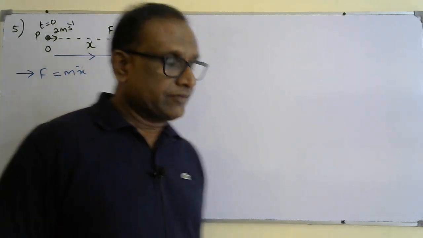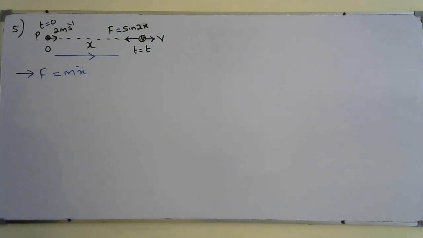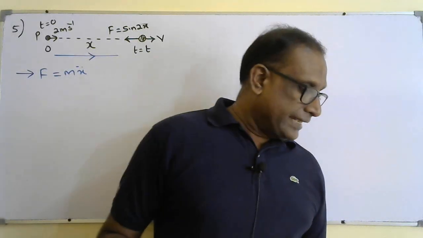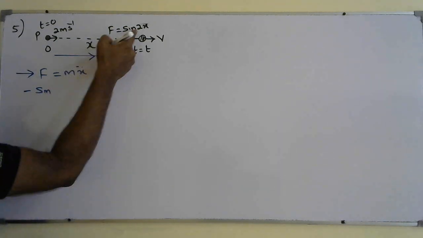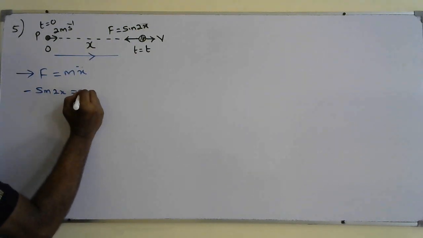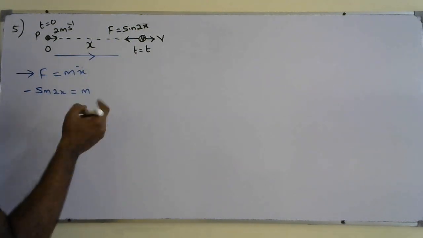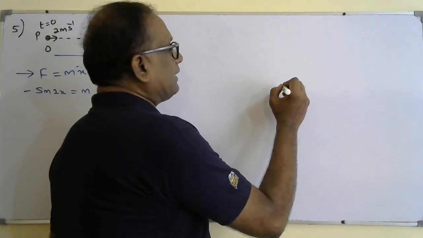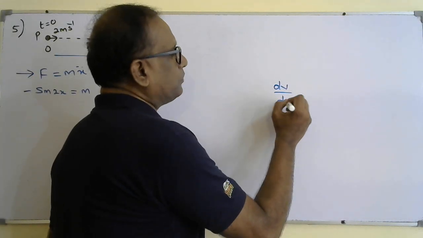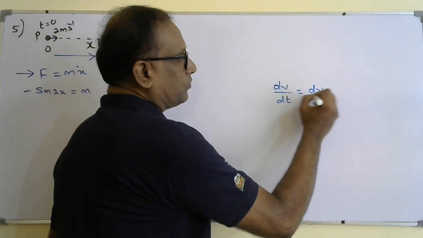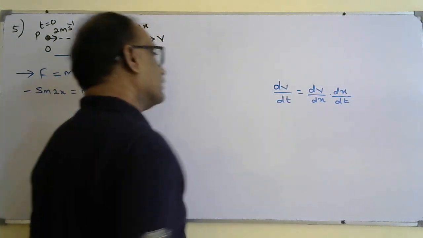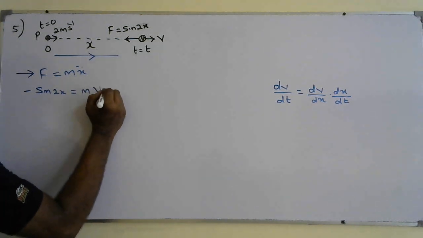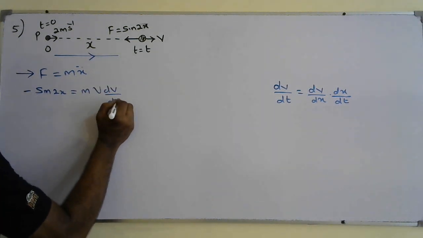We take it as positive. Okay, F equal m x double dot. So F is towards the equilibrium position, so we need to put minus sine 2x equal to m x double dot. You know that dv over dt is the acceleration, that could be written as dv over dx into dx over dt. dx over dt is v, you know that. So that we can write v dv over dx.